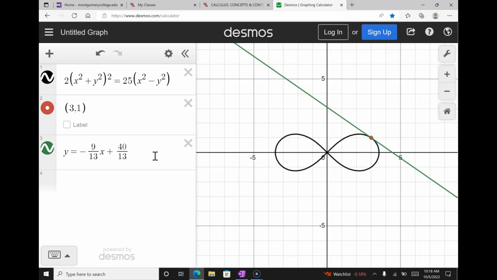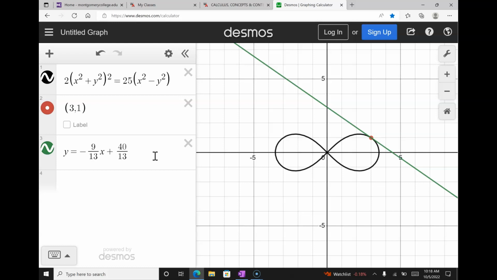Exactly. So remember, y prime for us is a function. It gives the slope at any point, but this one was so messy, I just said, let's plug the point in now and then figure out the slope. So would that be a y prime of negative 9 thirteenths? Yes, the slope at that point is negative 9 thirteenths.